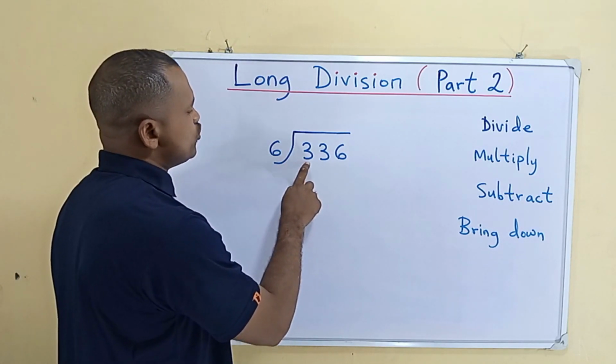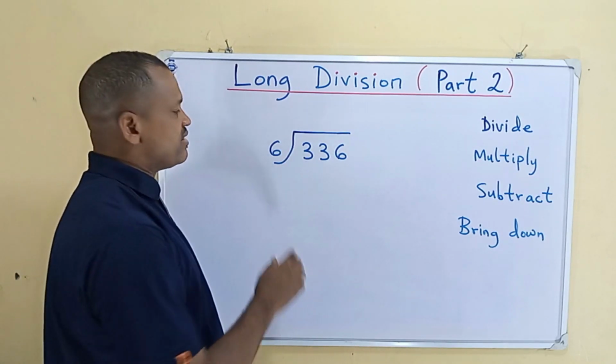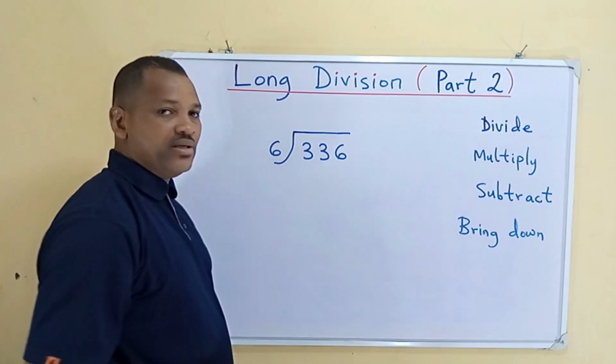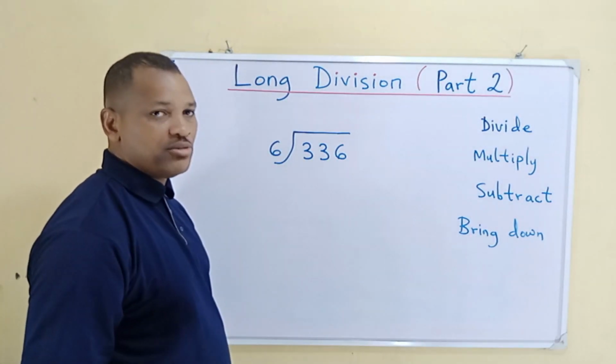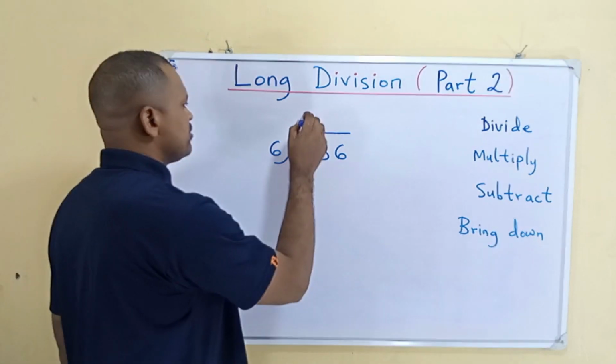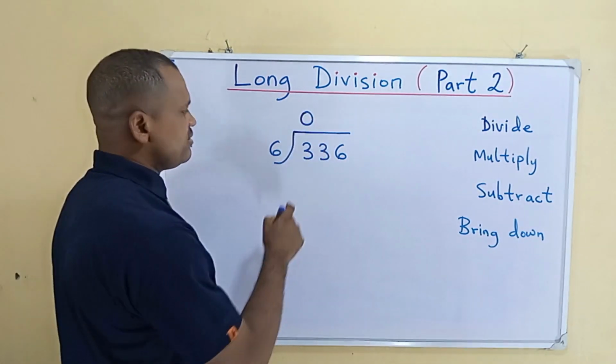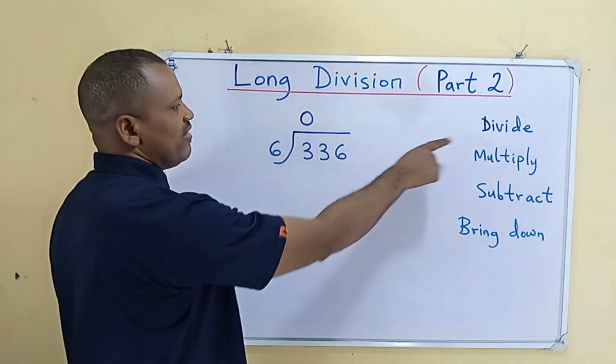6 into 3. How many 6 can you pull out of 3? Of course, it's not possible. It's 0 because 6 is bigger than 3. So you write your 0, you have divided.